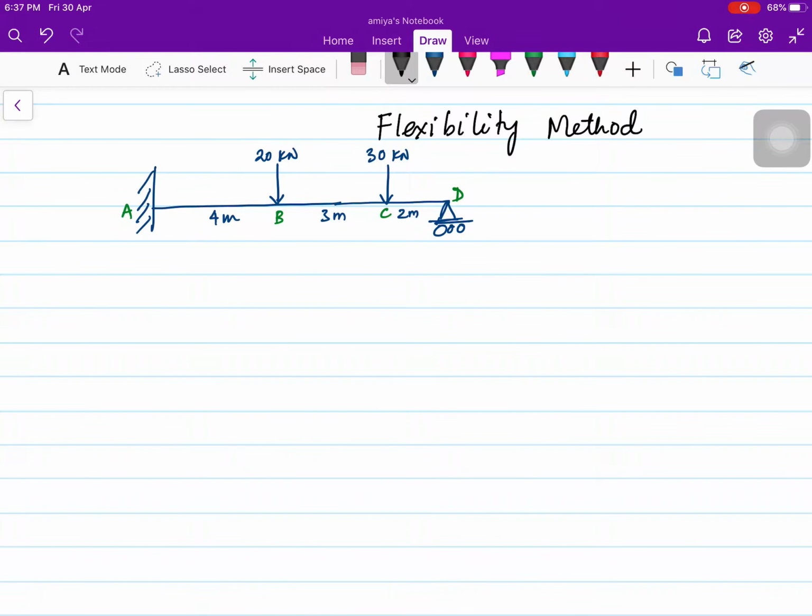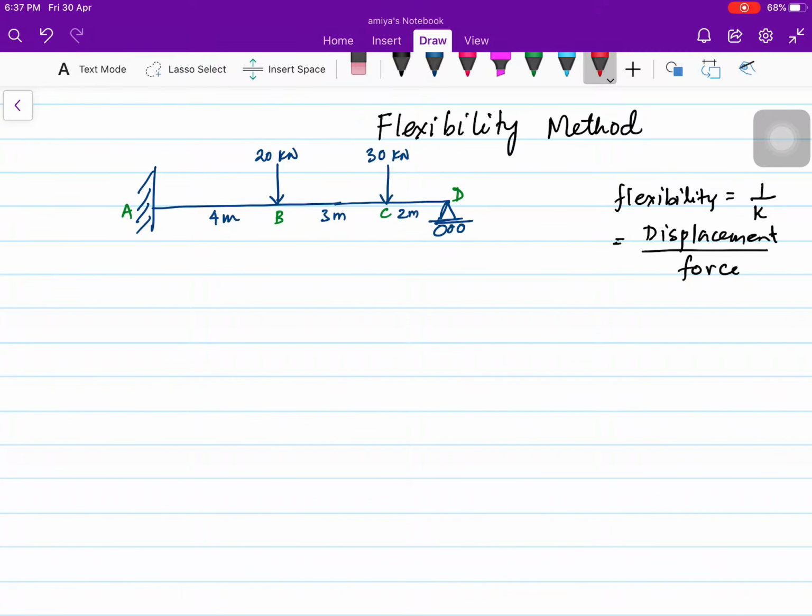Hello everyone. Today in this video I am going to analyze this propped cantilever beam using the flexibility method. So flexibility we can also relate as 1 by stiffness K, and so this we can say as displacement by force. So we can define the flexibility as the amount of displacement due to unit force.